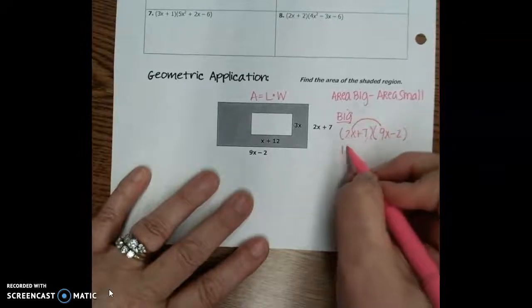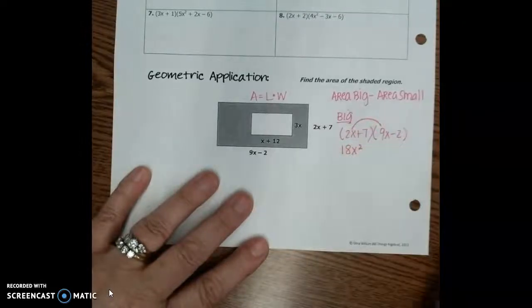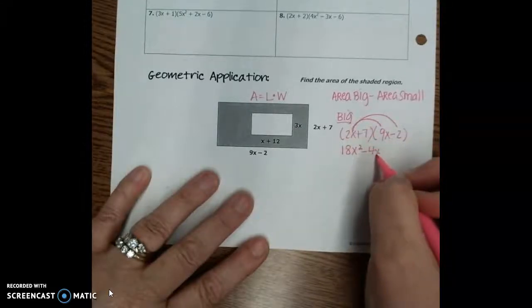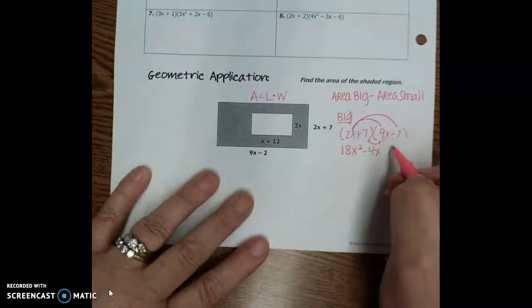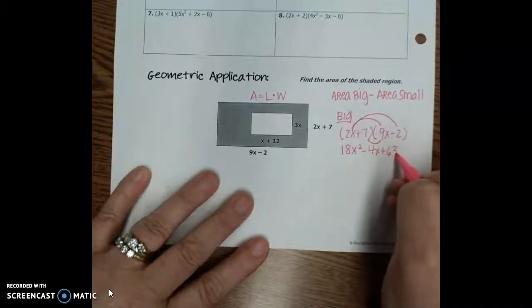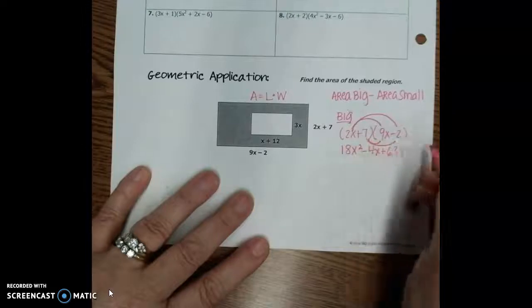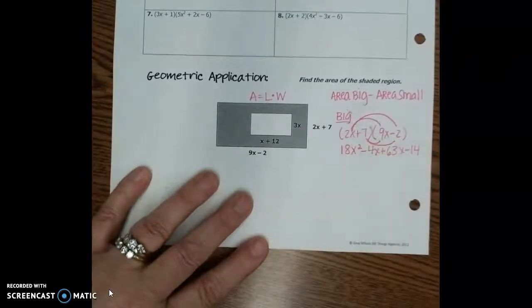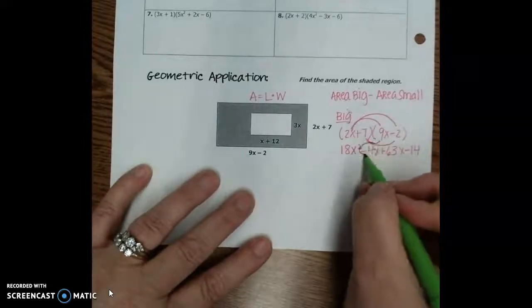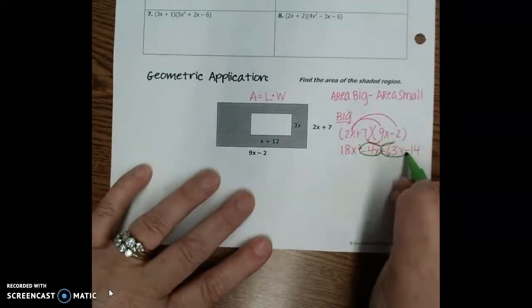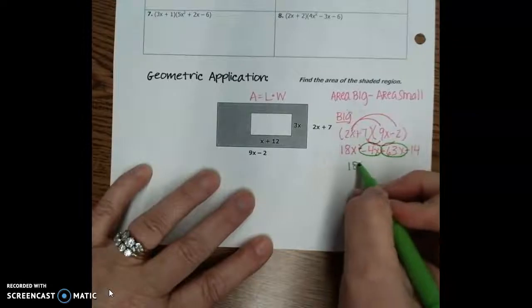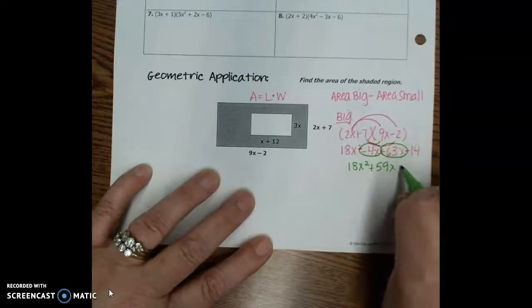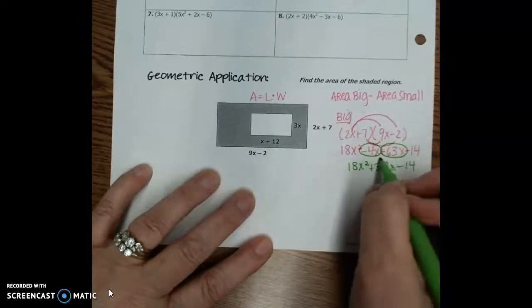2x times 9x is 18x squared. 2x times negative 2 is negative 4x. 7 times 9x is 63x, and 7 times negative 2 is negative 14. I'm going to look for those like terms, which are here and here. 18x squared plus 59x minus 14. So this is the big.